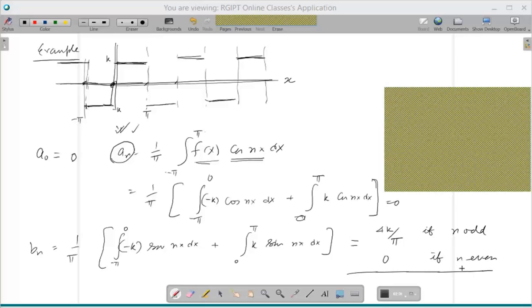So what it tells me is that quite a few terms are absent in my series. First of all, the cosine terms are absent because the a_n are 0. A0 is 0 because the average is 0. All the cosine part is absent. And even among the sine part, only those sine oscillations are present where it oscillates an odd number of times. There is no even oscillation present, right?